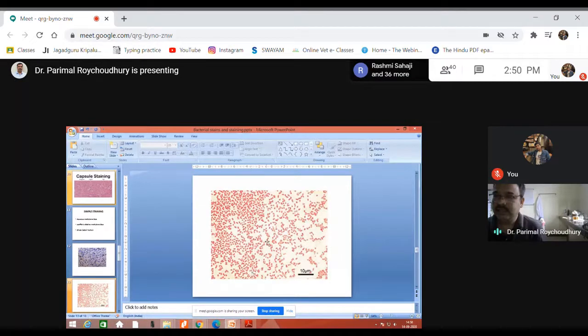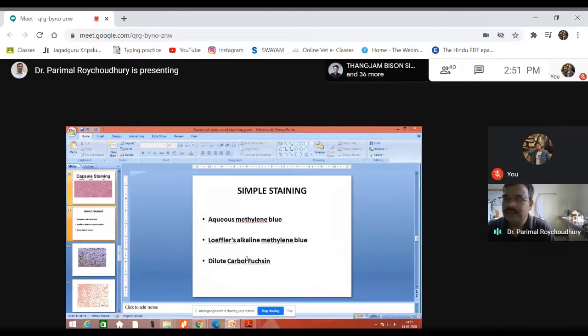Another example: you can see some bacteria which look like coccobacilli, where the length and width are almost the same, and they appear as coccobacilli. This is another structure which we explain. And if we know that our bacteria of interest is a coccobacillus, then yes, we can say that these are the coccobacilli. Here they probably used dilute carbolfuchsin. So this is about simple staining.